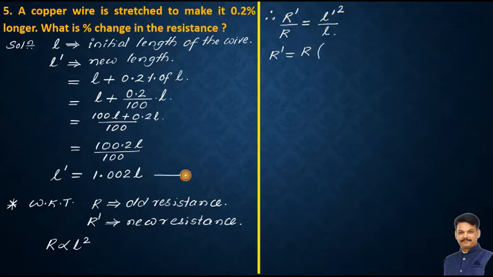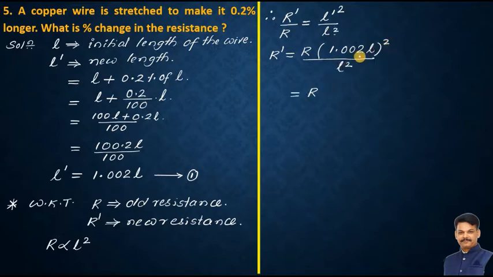L dash value is 1.002 into L. So substitute this value here. It will be 1.002 into L whole square divided by L square.